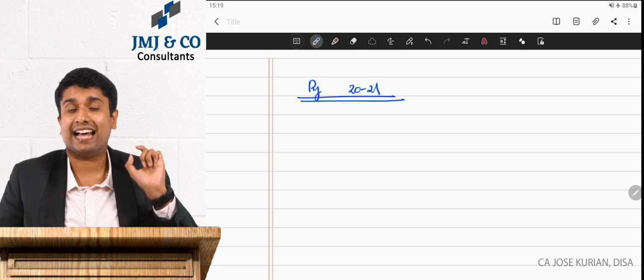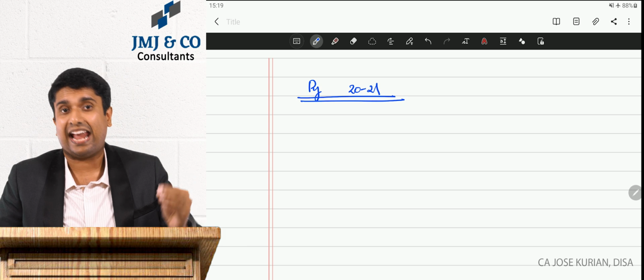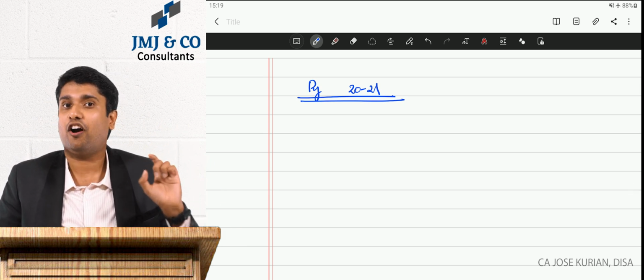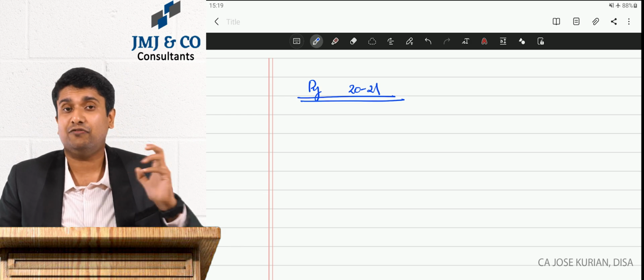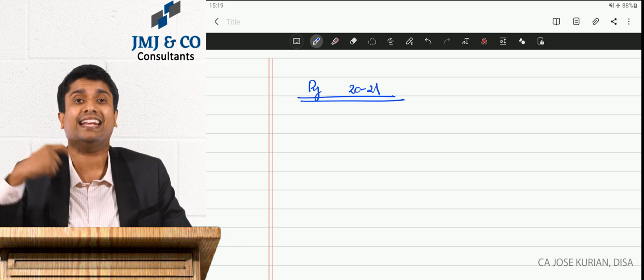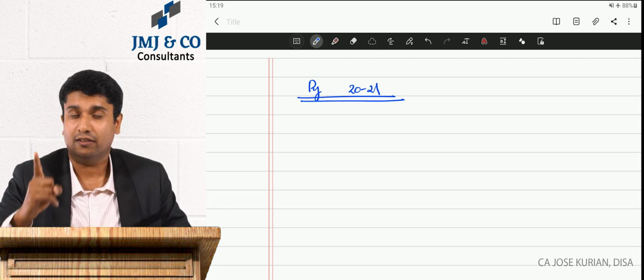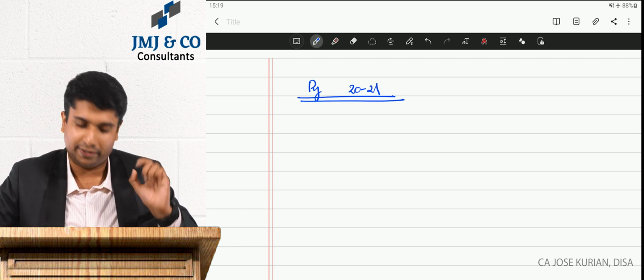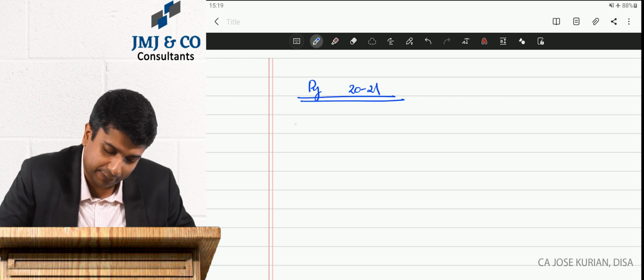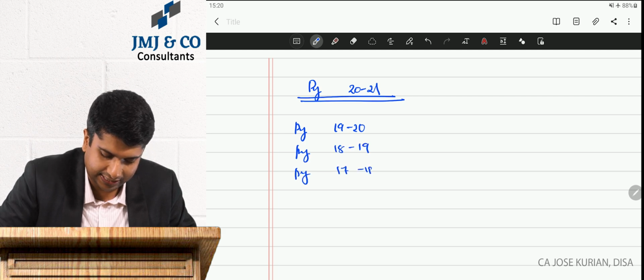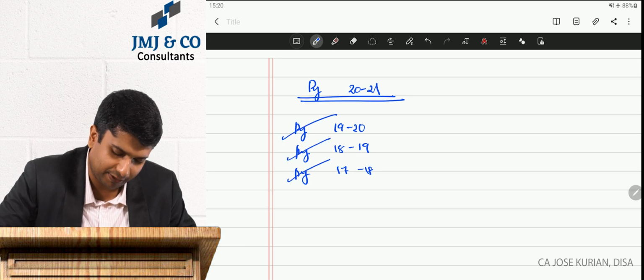If an assessee hasn't filed his return in any of the preceding 3 previous years, then cash withdrawals in excess of 20 lakhs from a bank account will attract TDS under 194N. Hope you remember the new amendment. So let's check the preceding 3 previous years. That means previous year 1920, previous year 18-19 and previous year 17-18. These are the 3 preceding previous years.